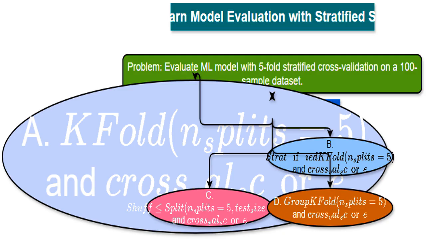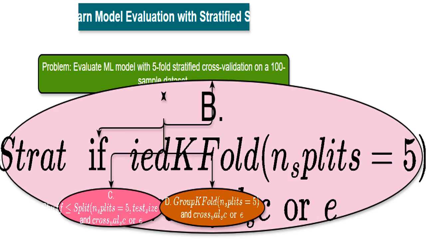Option A uses "k-fold", which divides data into 5 parts but doesn't guarantee a fair representation of different data types in each part. "cross_val_score" is a function that measures the model's accuracy using the folds created by "k-fold". Option B is the one that uses "stratified k-fold". That's the key. This divides data into 5 parts, ensuring that the mix of different data types is similar in each part.